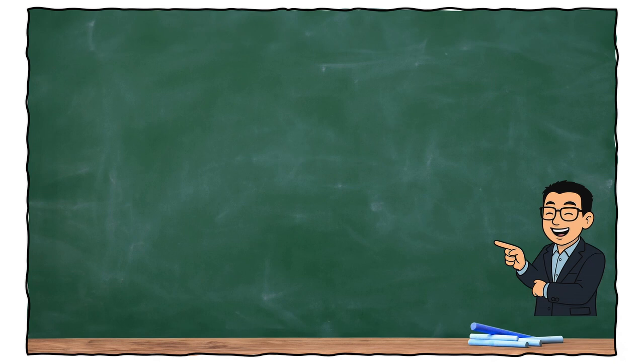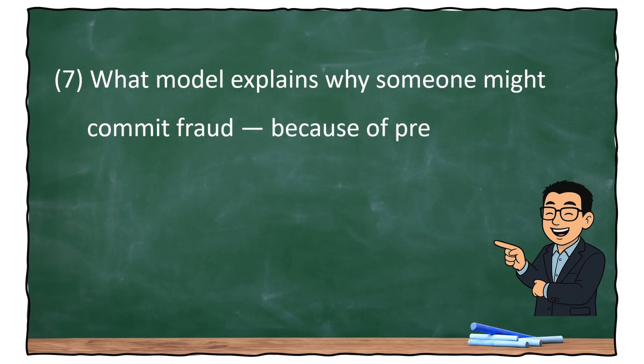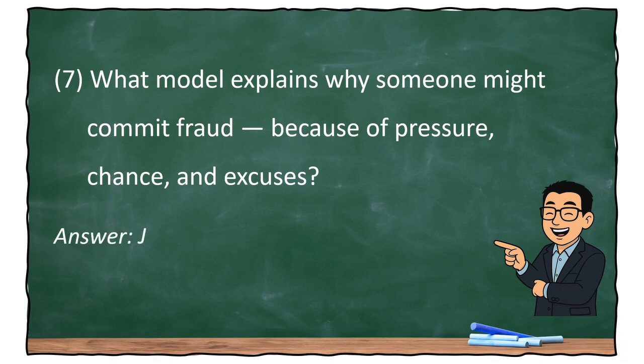Let's look at number 7. What model explains why someone might commit fraud because of pressure, chance, and excuses? The answer is J. Fraud triangle. This model explains why fraud happens. It's not just about opportunity.